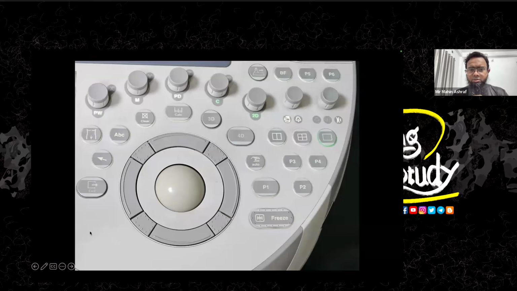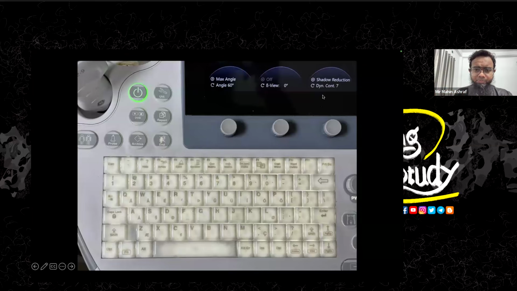So here are these buttons. You just have to touch all the buttons. I saw many machines having many buttons that have never been touched. Like here is a depth changing button. You can just move it to change the depth. And this is the focus changing button. And this is the power on/off option. And there are so many other options available here.